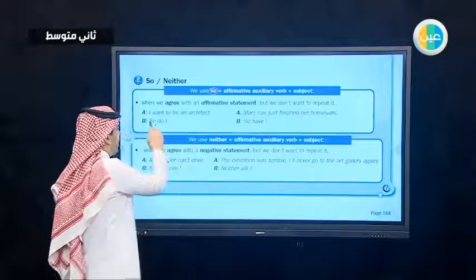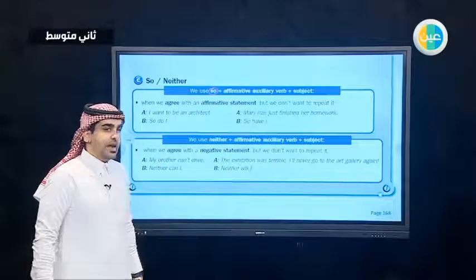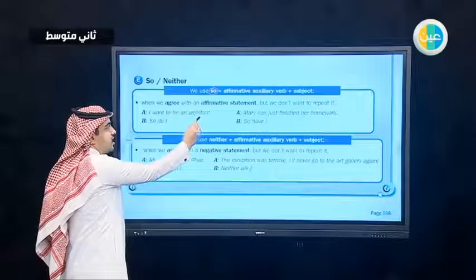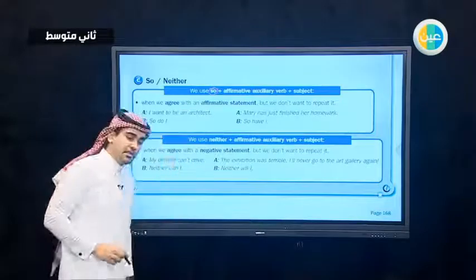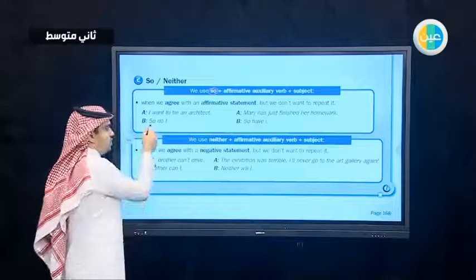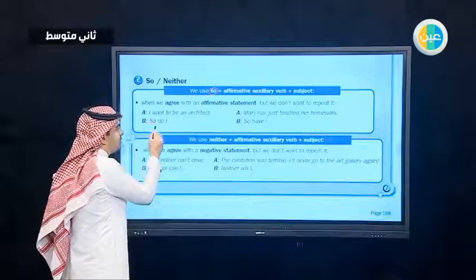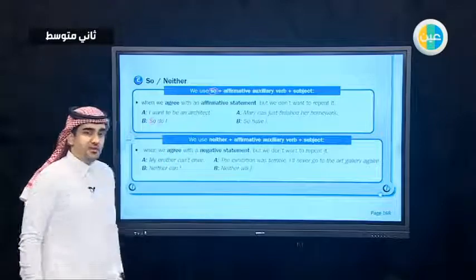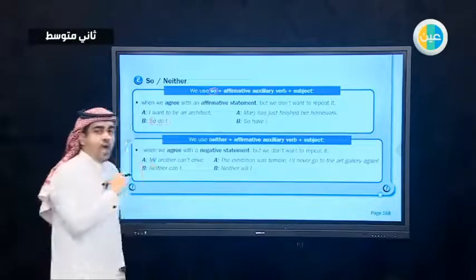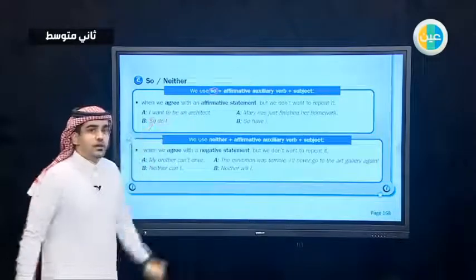This is an example. I want to be an architect. So this is an affirmative sentence, okay? And I want to agree with this sentence. I would say, so do I, okay? So this is so, okay? This is the auxiliary verb in affirmative form, okay? And this is the subject, which is I, okay? I want to be an architect, so do I. Okay.